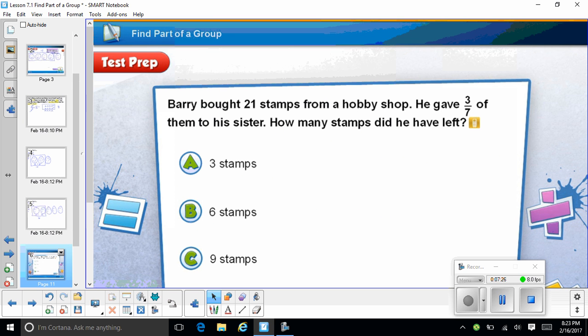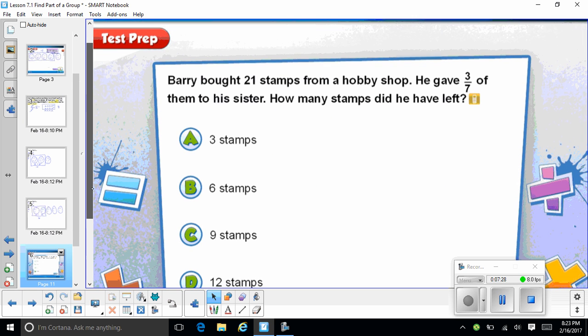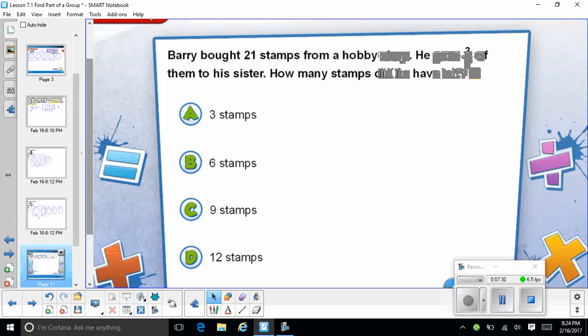Alright, finally you have a test prep question for today. I want you to copy it down. I want to see your keywords and information highlighted. I want to see you set up your equation, and I want you to solve using a model. Once you have this done, continue to hit play.